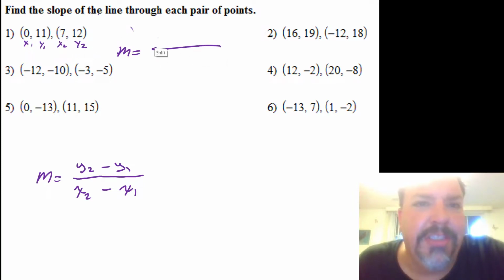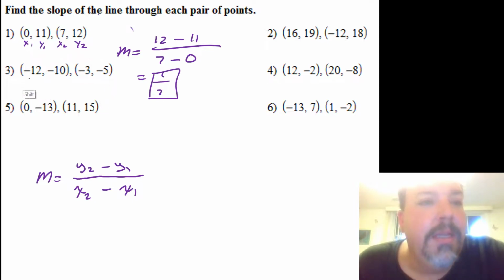So we're going to take y2, which is 12, minus y1, which is 11. And we've got x2 is 7, and x1 is 0. Reduce, we get 1 on top, we get 7 on the bottom. It reduces to 1/7. Okay, so the answer to number 1 here would be 1/7.